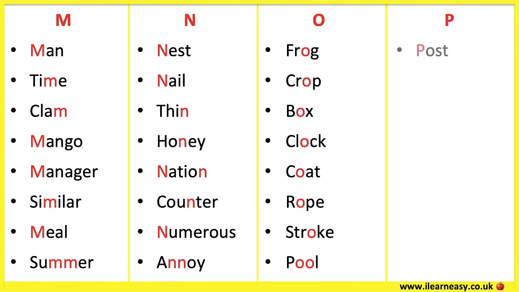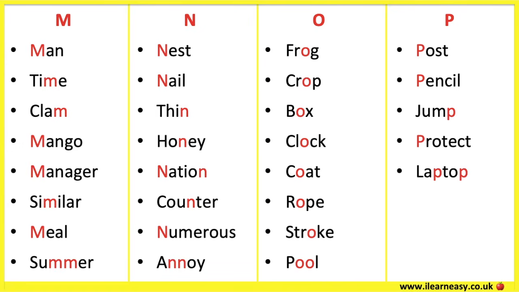For example, post, pencil, jump, protect, laptop, adopt, price, appoint. The double letters make a one-letter sound. Appoint. The letter Q makes a Q sound.